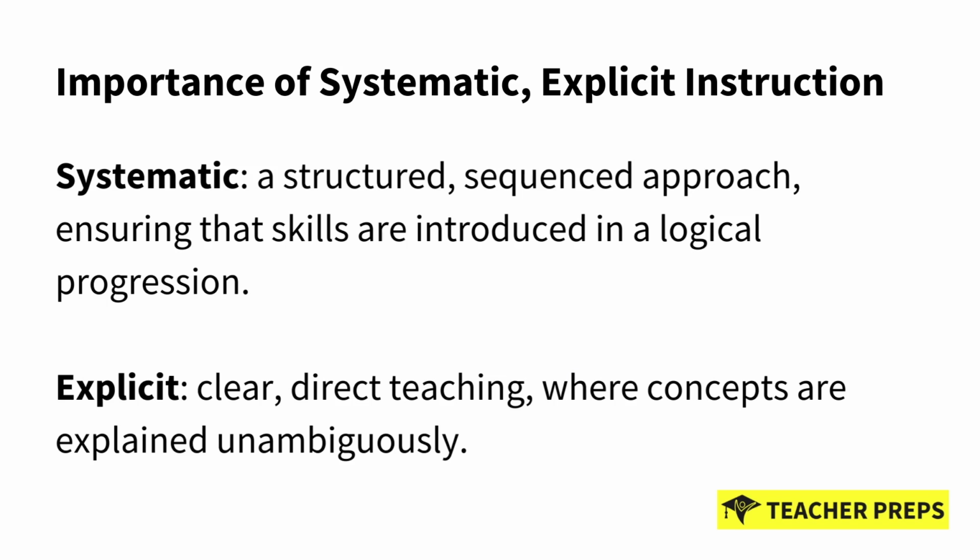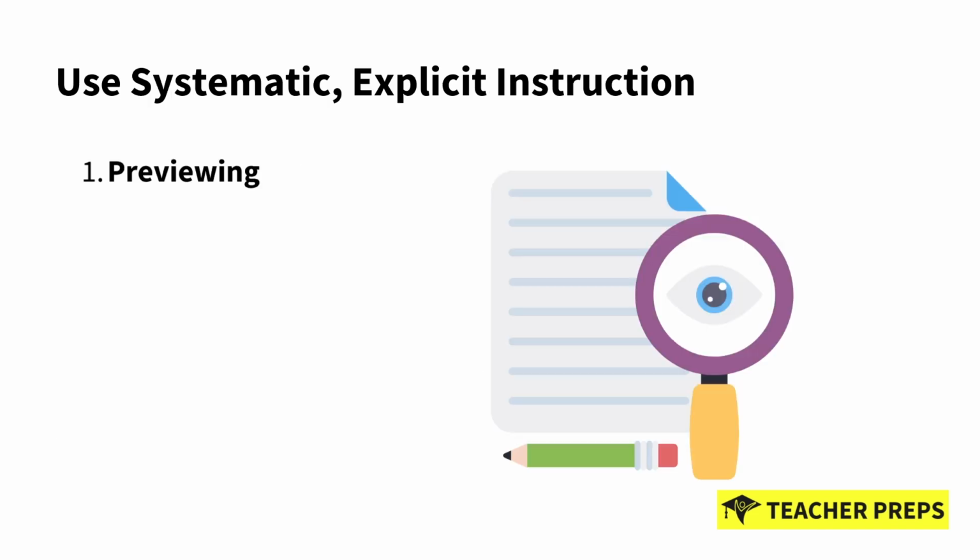Recall that systematic instruction refers to a structured, sequenced approach, ensuring that these skills are introduced in a logical progression. Explicit instruction involves clear, direct teaching where concepts are explained unambiguously. Start with previewing. Familiarize students with the content before reading to enhance comprehension by showing students a book cover or a title and also help them make predictions.